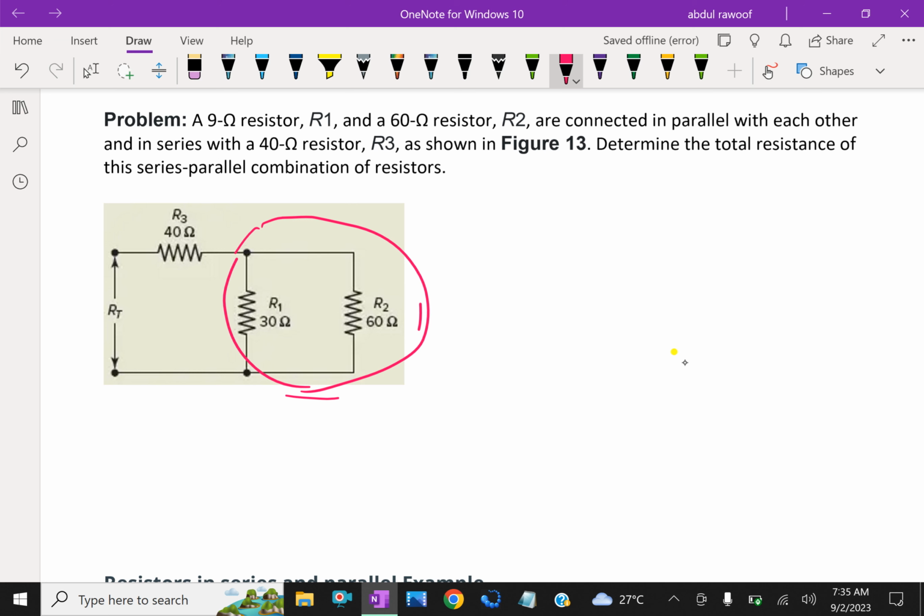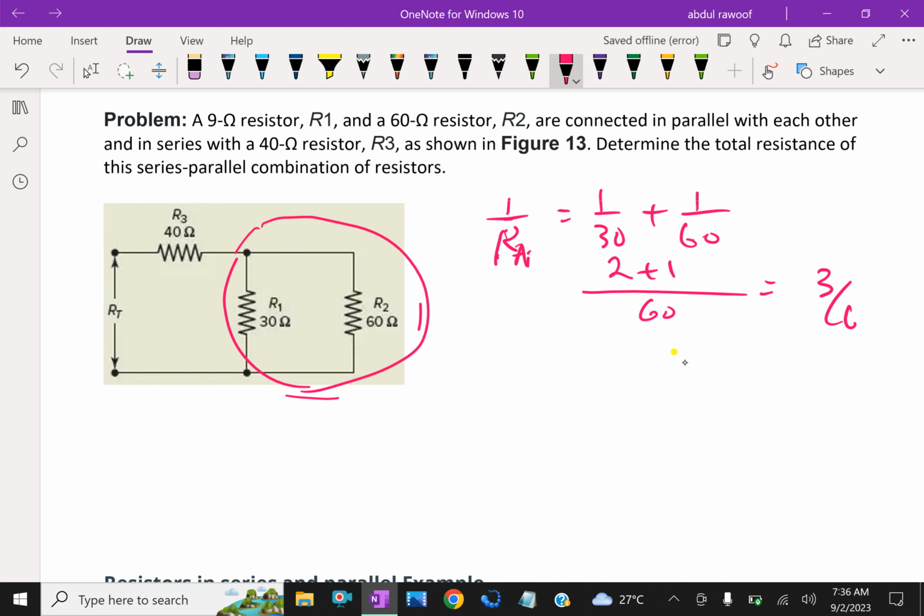Look at here. Suppose 1 by RA equal to 1 by 30 plus 1 by 60. So 60 is the LCM. 2 plus 1, 3 over 60. Therefore, RA equal to 60 over 3 is 20 ohms.